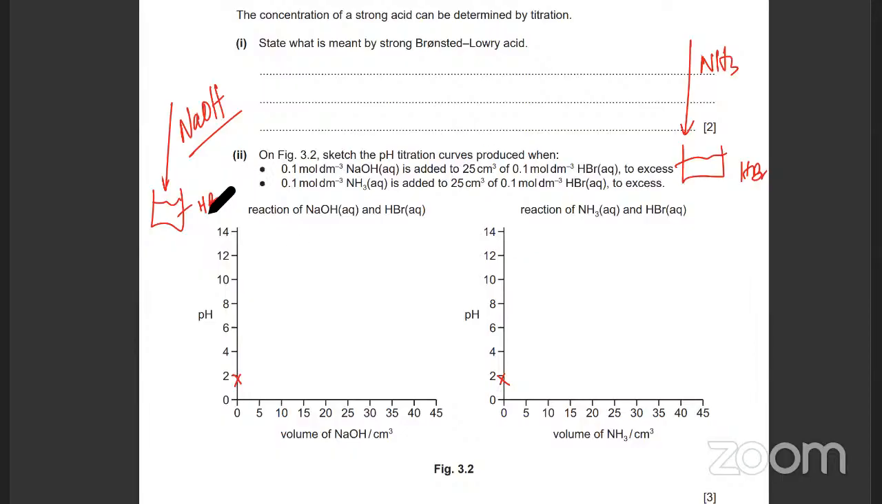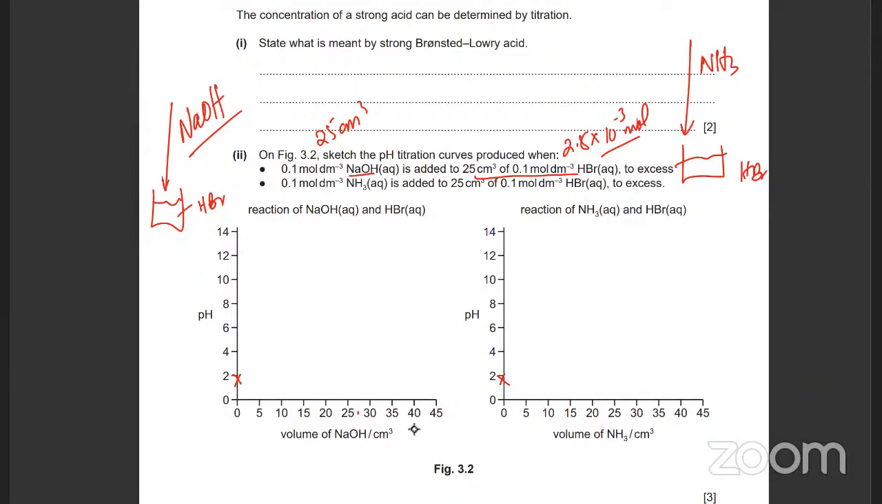When will the HBr get neutralized? What is the volume of NaOH at which the pH would become 7? So how many moles of HBr do you have? That's 2.5 times 10 power minus 3 moles, right? Yes. So HBr and NaOH react 1:1. So if you have 2.5 times 10 power minus 3 moles, there should be 2.5 times 10 power minus 3 moles of NaOH added. So the volume should be 25 cm cube, right? For NaOH. Yes. That will give you the same moles, 25 into 0.1 divided by 1000.